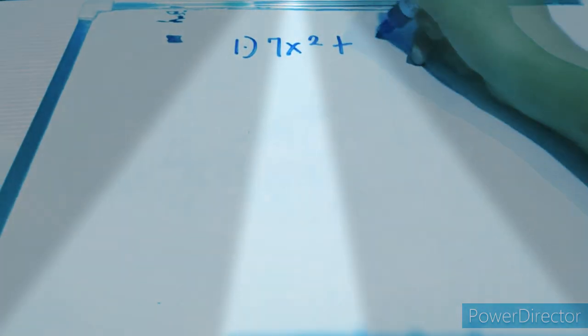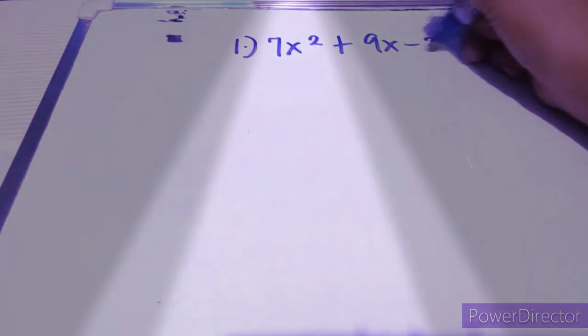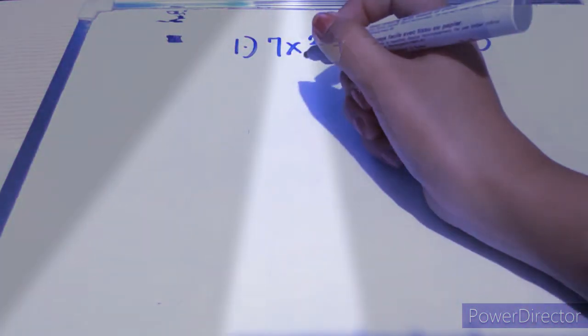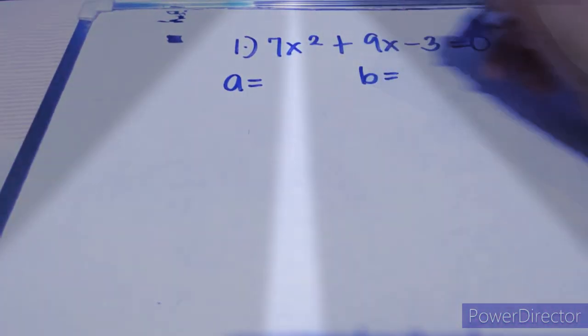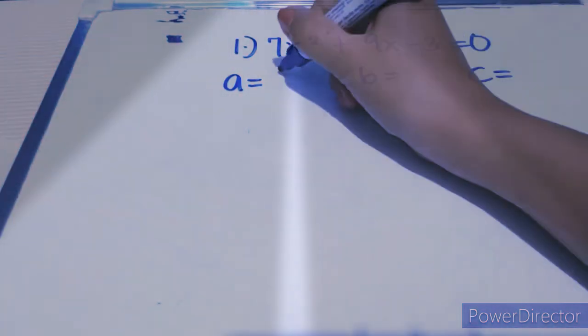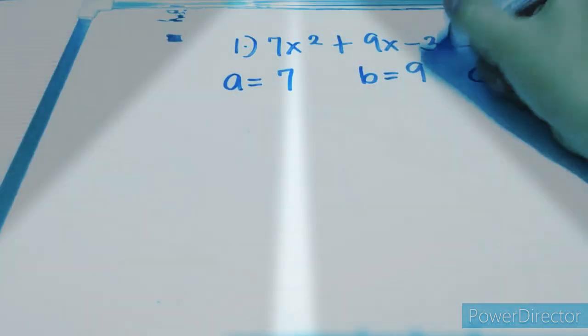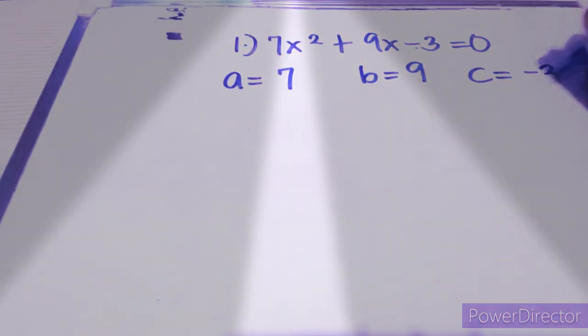So we have to find the sum of the roots of 7x squared plus 9x minus 3 equals 0. The first thing that we should do is to find the values of a, b, and c. So we have 7, positive 9, and negative 3.